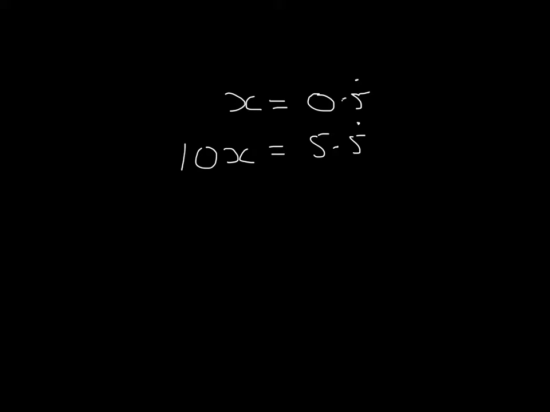And now that we have that, we can take one number away from the other, and that will leave us with just an integer, won't it? So let's take away x from 10x, and that's going to give us 9x equals just 5. So by taking one number away from the other, because they are identical after the decimal point, it leaves us with just an integer. And we can now just solve that by dividing through by 9 to give us x equals 5 over 9.